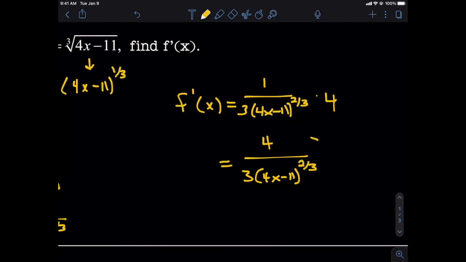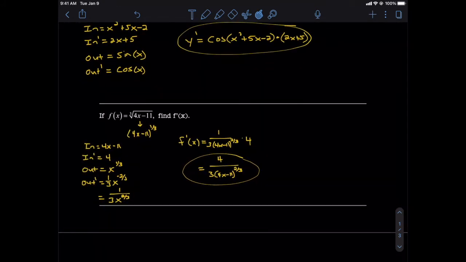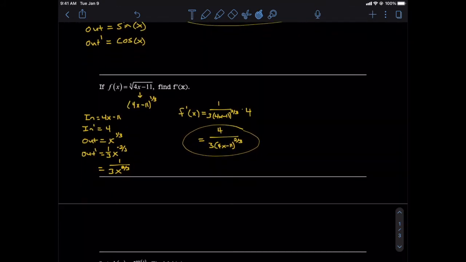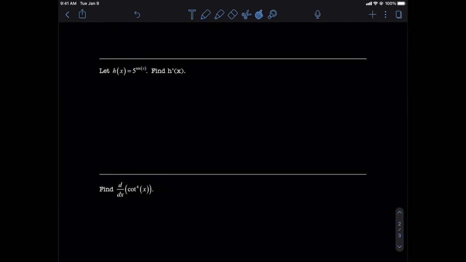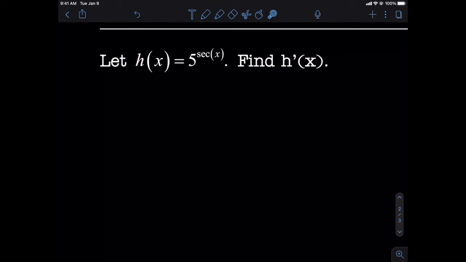The lesson of this example is that if you have a radical, change it to a power, because then you can just take the derivative according to the power rule. Let's take a look at a different example where our inside function is going to be the exponent, in this case secant of x. Ready? Here we go. So our inside function, as we just said, is going to be secant of x.